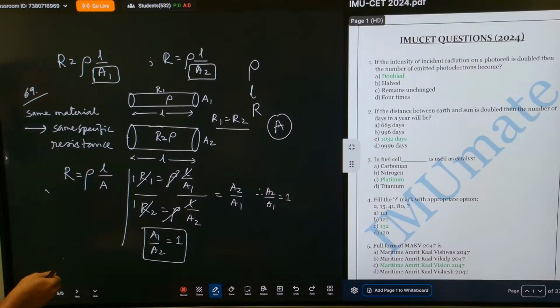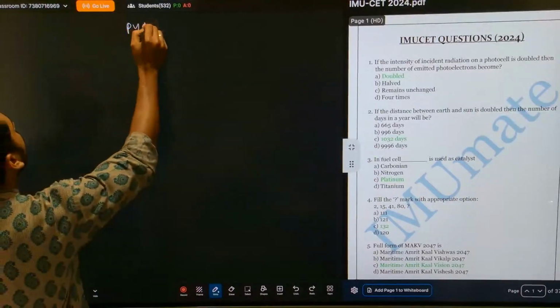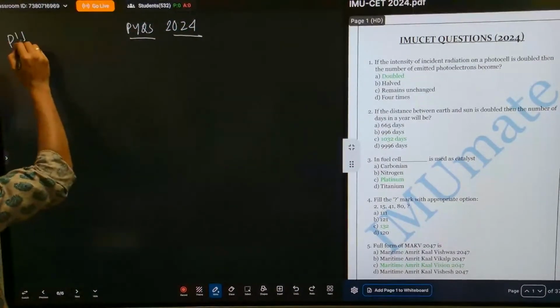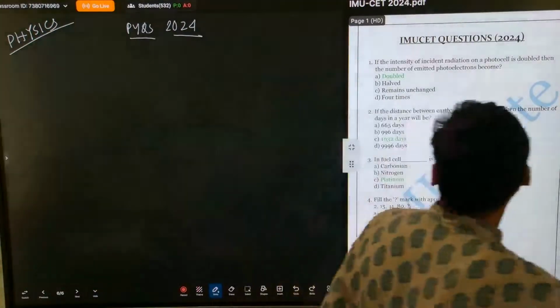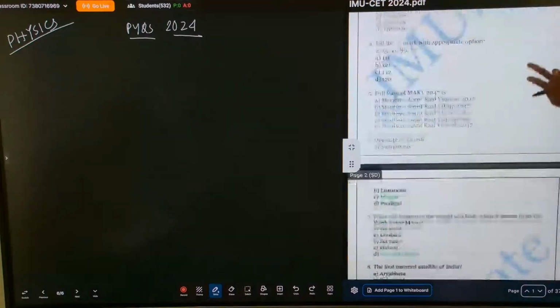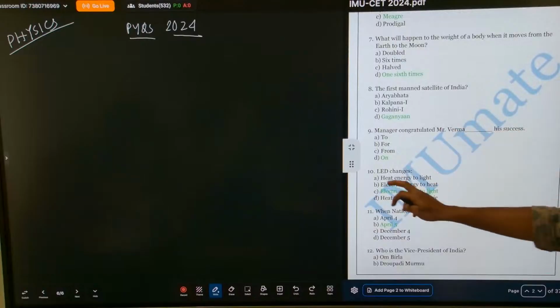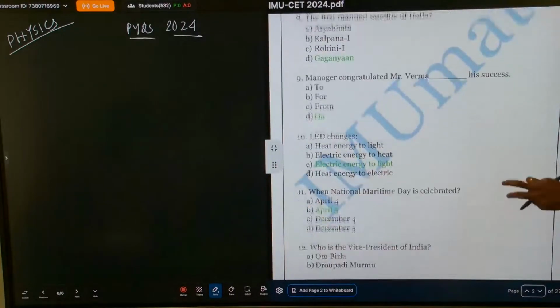So this is, I think, which year? 24. Okay, so let's start. Obviously this is of physics. Okay, let's look. Intensity, that is photoelectric effect. Okay, you also look at this. If you could see any or identify, please let me know.